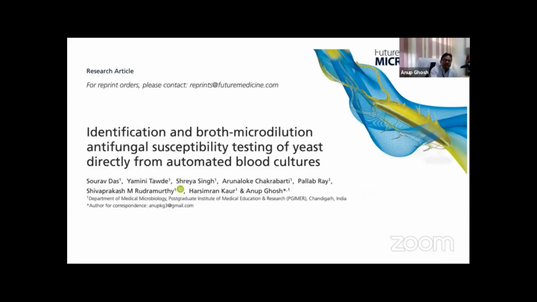We recently published this paper on identification and broth microdilution antifungal susceptibility testing of yeasts directly from automated blood cultures. The reason behind it is that in the regular mycology lab, we first identify the yeast, and after identification, you subculture for pure growth and then do the AFST. Whether it's broth dilution or disk diffusion, again it takes 24 hours for the result. So we noticed that a minimum of 72 hours was needed for identification of blood-borne Candida and their susceptibility. We reduced this to 24 hours.